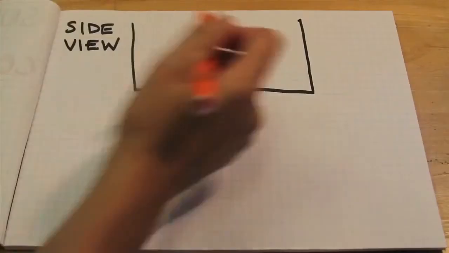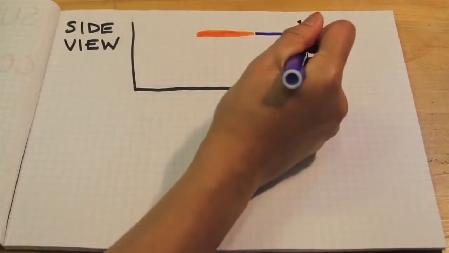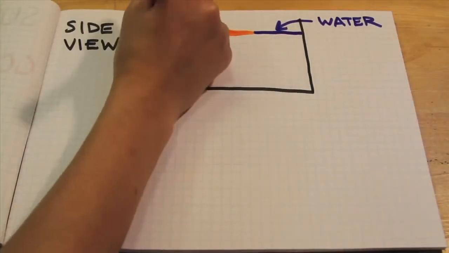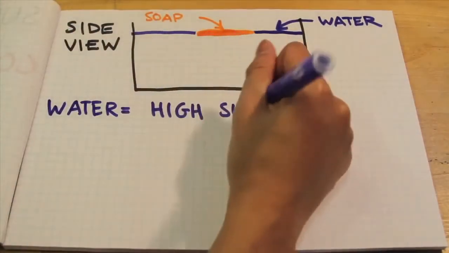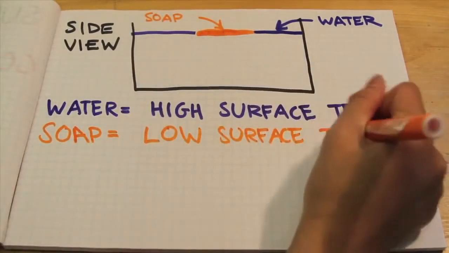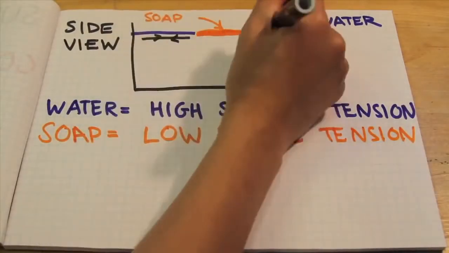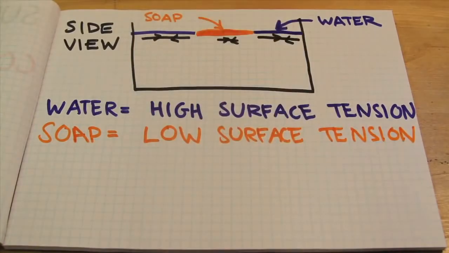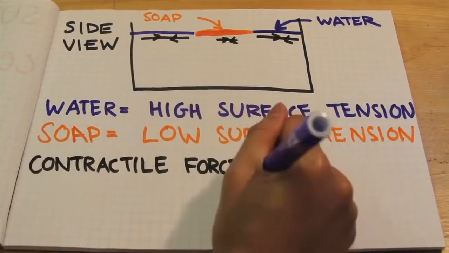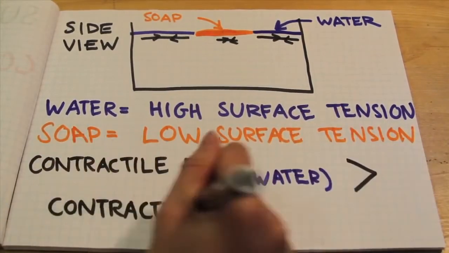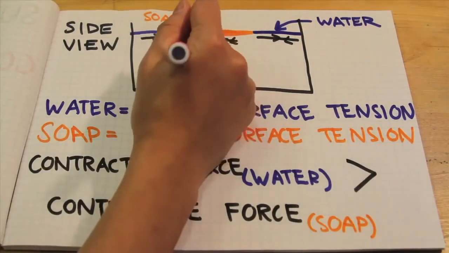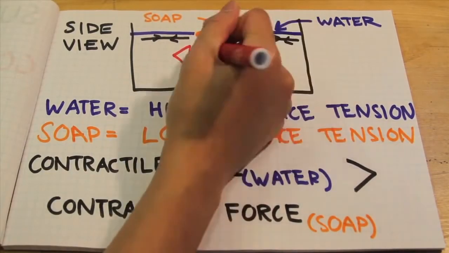What happens when you put a drop of liquid with a low surface tension in a bath of liquid with a high surface tension? Let's use water and soap as an example. Water has a high surface tension, while soap has a low surface tension. For each liquid, there's a contractile force on the surface. But since water has a higher surface tension than soap, the contractile force on the surface is bigger for water than it is for soap. In other words, water surface tension will pull more strongly than soap surface tension.